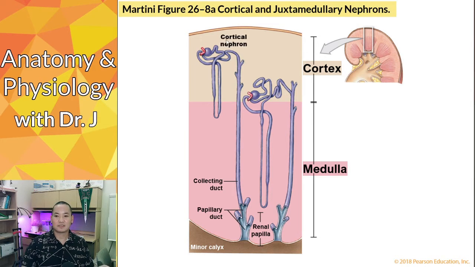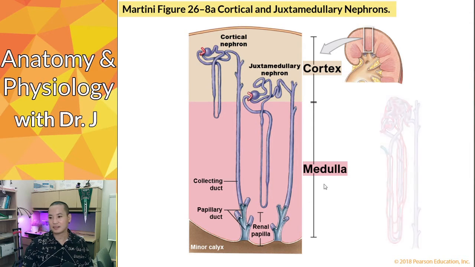So to rewind a bit, these nephrons right here that are located mostly in the cortex are called cortical nephrons. And the ones that are right at the border between the cortex and the medulla are called juxtamedullary nephrons. Whenever you see that prefix juxta, that means next to, and so that's what's happening here. These nephrons are right next to the medulla. They're in the cortex, but they extend more into the medulla compared to cortical nephrons.